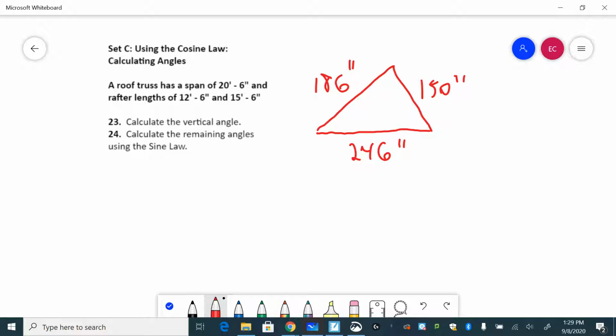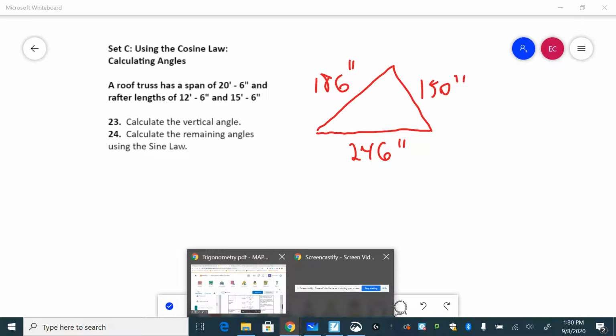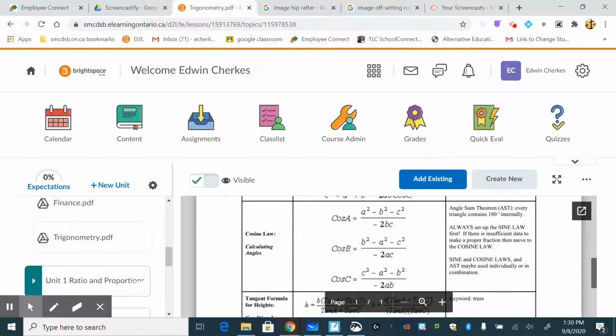If you have no angles, you must use cosine law. So go to your formula package, go to your trig section, and you'll see cosine law calculating angles. It's the same formula written exactly the same way. It's just depending on what letter you've used. So it doesn't really matter.